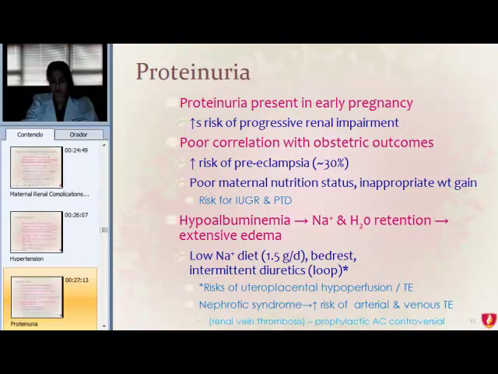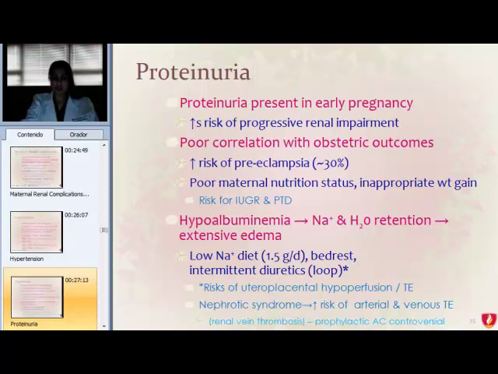Also, women with chronic kidney disease and no hypertension have a 50% risk of preeclampsia. However, if they have chronic disease and hypertension, they have an 80% risk of preeclampsia. Proteinuria, although predictive for the mother's long-term renal outcome, is poorly correlated with immediate obstetric outcome.